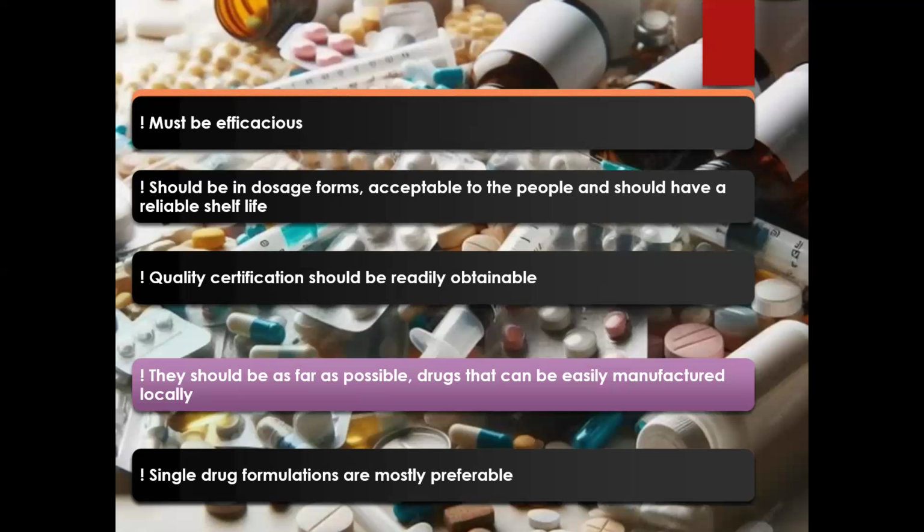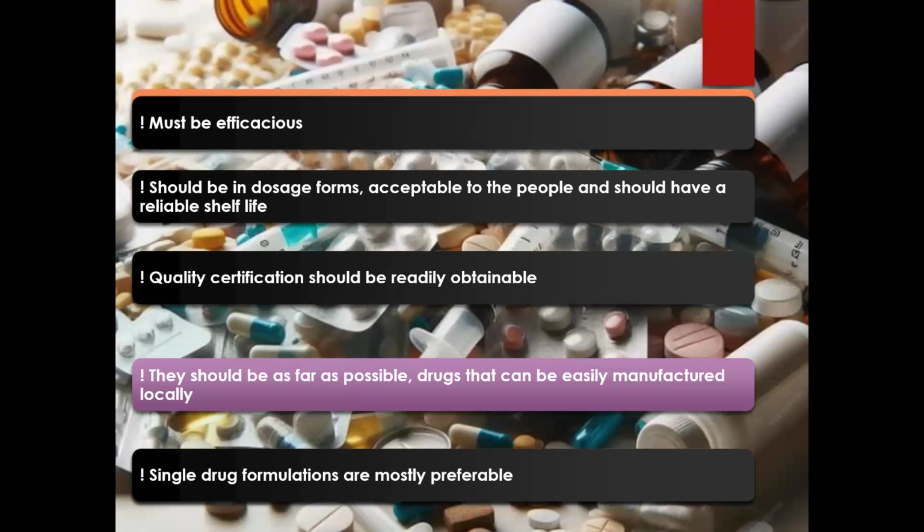Another criteria is that the drug should, as far as possible, be able to be manufactured in the home country. Because when a drug is manufactured in the home country, people can have access to it easily, not waiting for importation and all of that. And that reduces the cost of buying it in dollars. It also helps in boosting the economy, since people are always buying it because it's a consumed product.